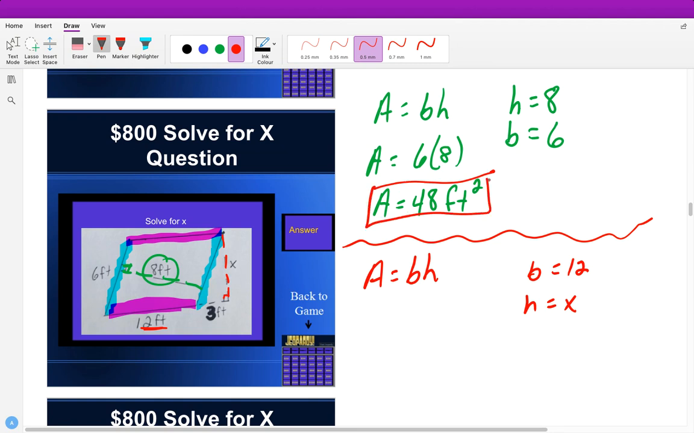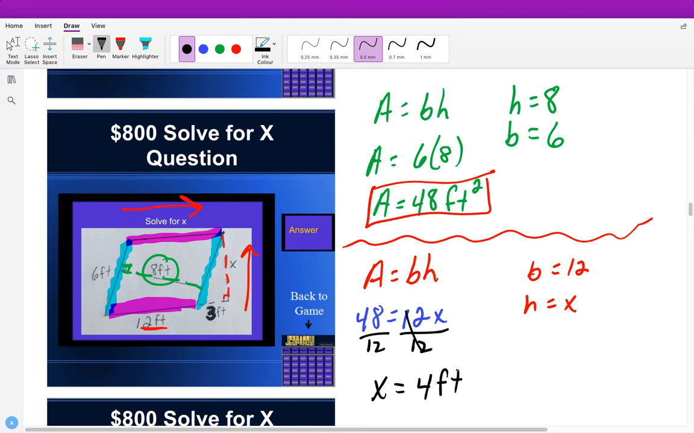So regardless of which way I'm looking at this, if I'm looking at this shape going up or if I'm looking at it going over, it's still the same shape. So the area doesn't change. So I know that my area is 48. My base is 12. And my height is x. So now if I want to solve for this x, I get rid of the multiplication by division. And that means that my x has to be equal to 4 feet, or the height of the parallelogram when we're looking at it in this direction is 4 feet.